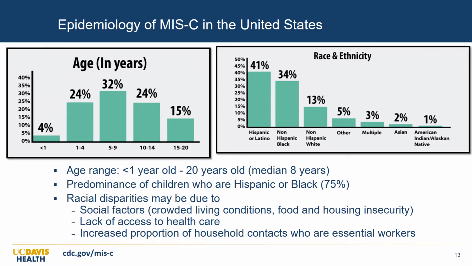And it's unclear why this is occurring, but there have been thoughts that racial disparities in COVID in general may be due to social factors, including more crowded living conditions or food or housing insecurity, allowing there to be more spread within certain populations. There also is a concern that household contacts of children who have developed MIS-C may be more likely to have jobs as essential workers, and thus they may be more likely to be infected with COVID-19 and then subsequently develop MIS-C.